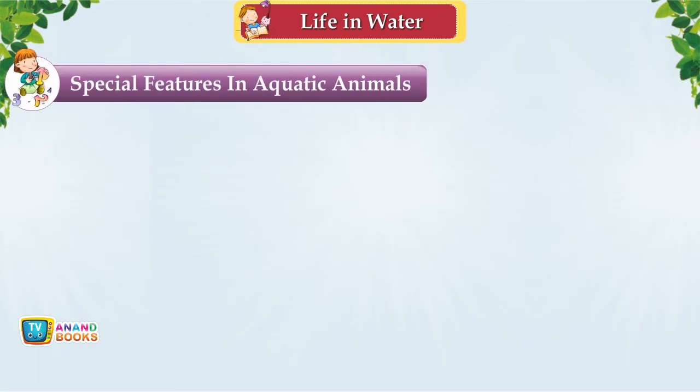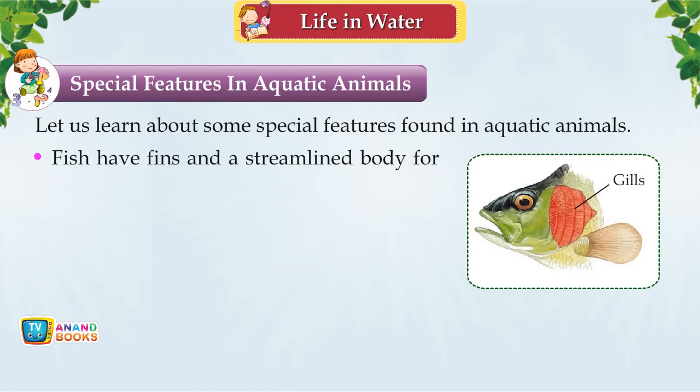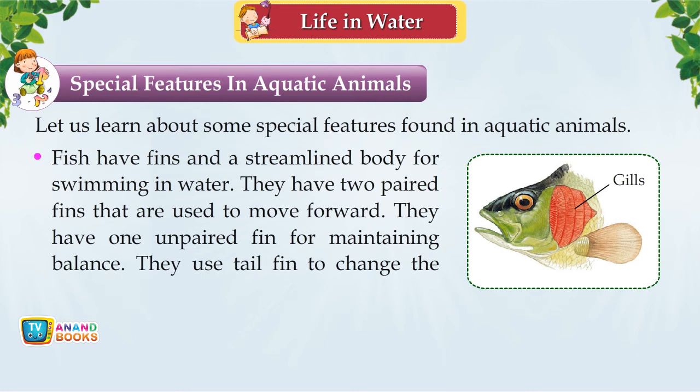Special features in aquatic animals. Let us learn about some special features found in aquatic animals. Fish have fins and a streamlined body for swimming in water. They have two paired fins that are used to move forward. They have one unpaired fin for maintaining balance. They use tail fin to change the direction of movement.